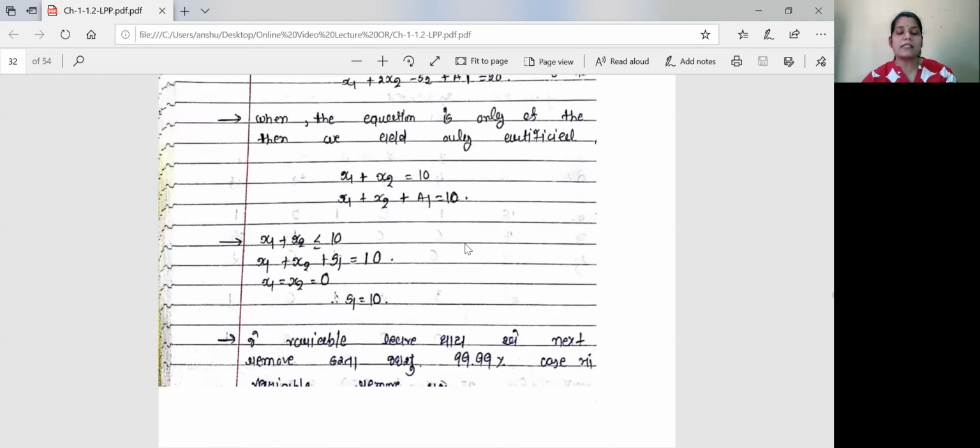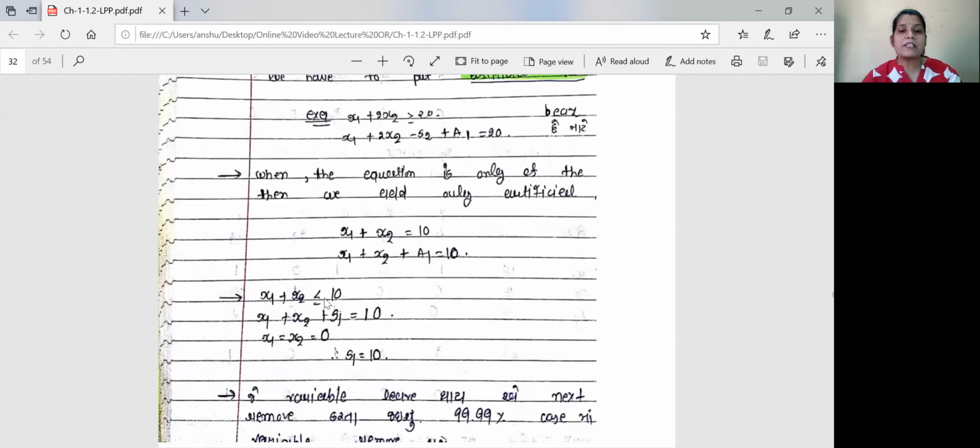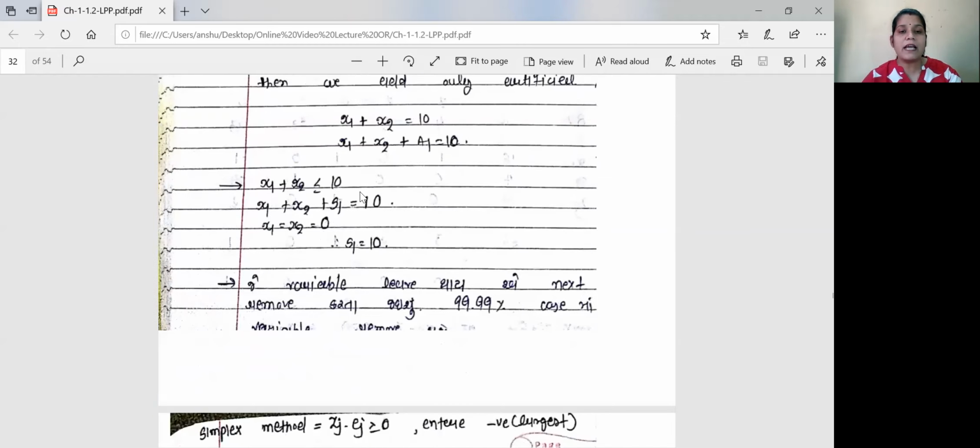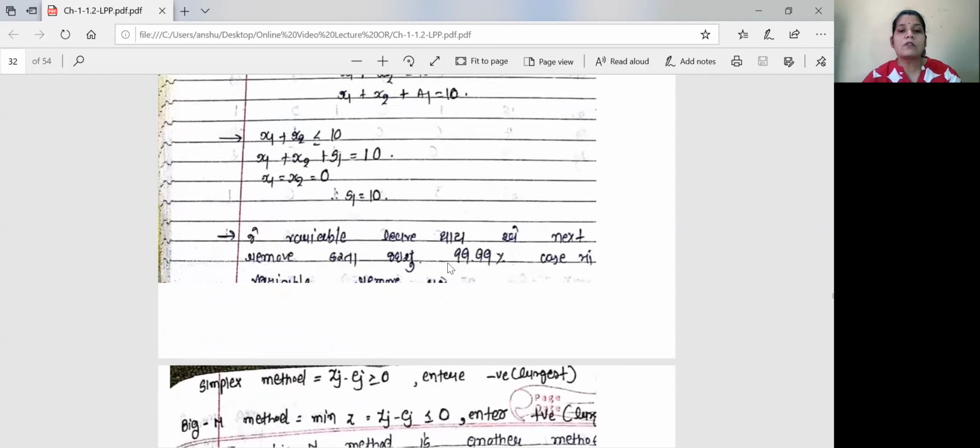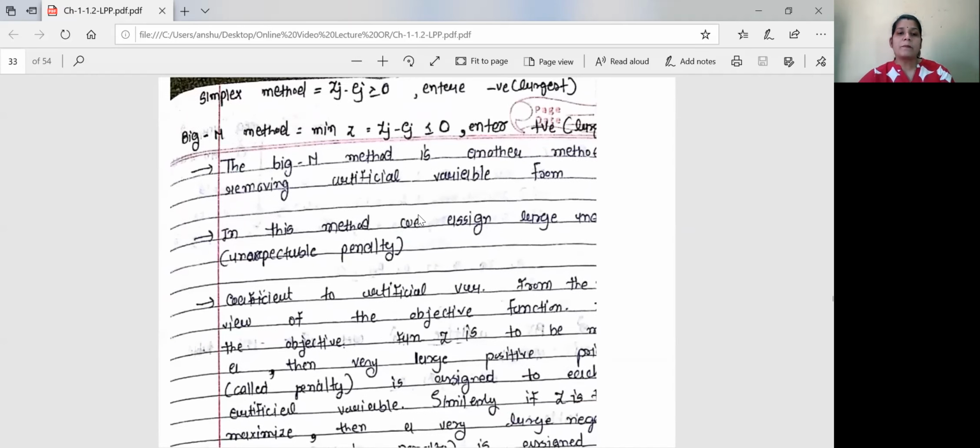Okay, the same artificial variable and the same slack and surplus variable we cannot use again. So in case x1 plus x2 less than equal to 10, then we write x1 plus x2 plus s1, where s1 is the slack variable, is equal to 10. If we put x1 equal to x2 equal to 0 in this equation, then we get s1 equal to 10.